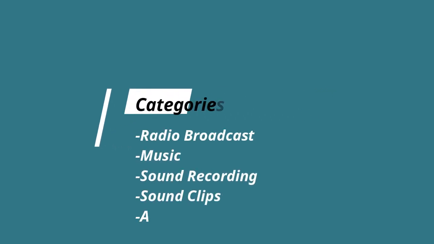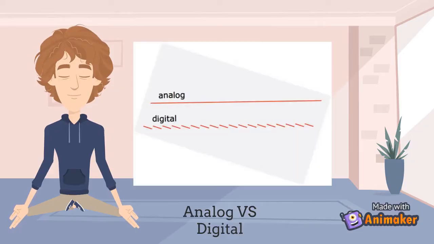Next is types and categories of audio information. First is radio broadcast, music, sound recording, sound clips or effects, and audio podcast.